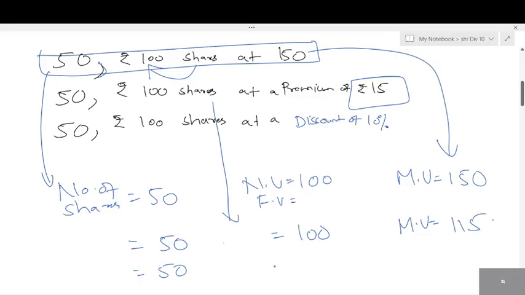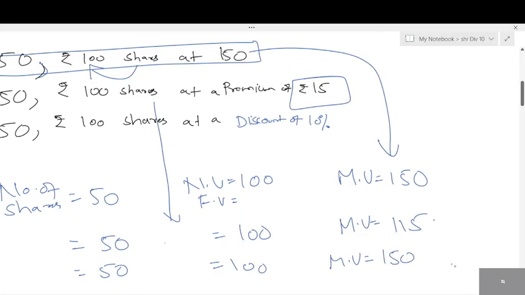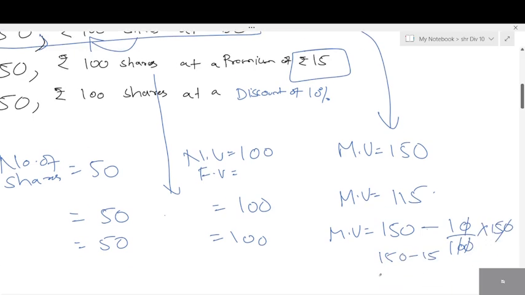Next one. Third part, discount, students. How do you calculate discount? Market value is equal to, take the nominal value 150. Do you add or subtract for discount? Subtract 10 divided by 100 into 150. The 0s get cancelled. 150 minus 15. So what will be the market value? 135.